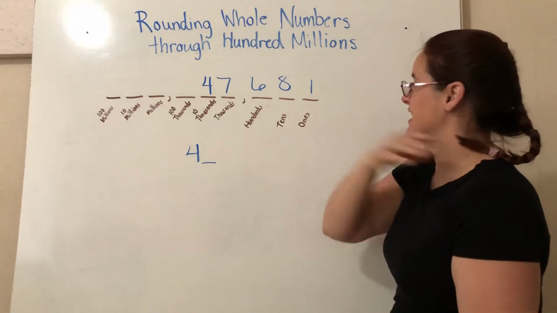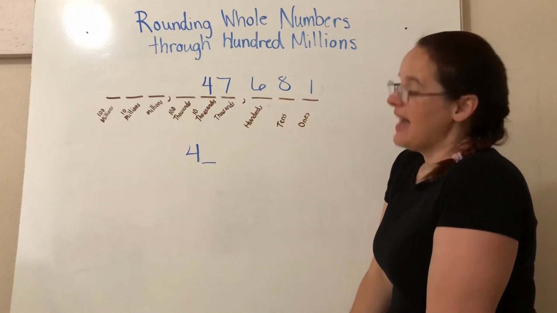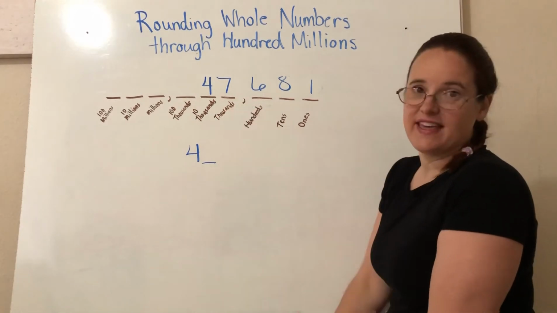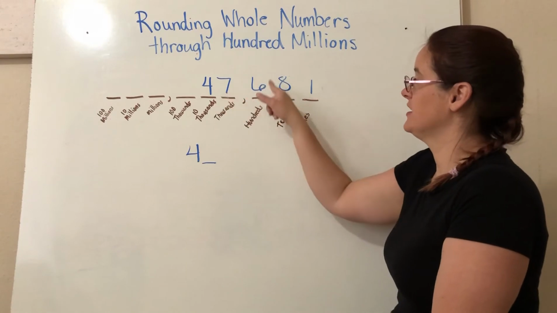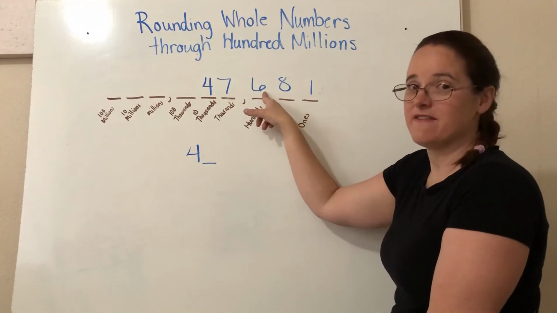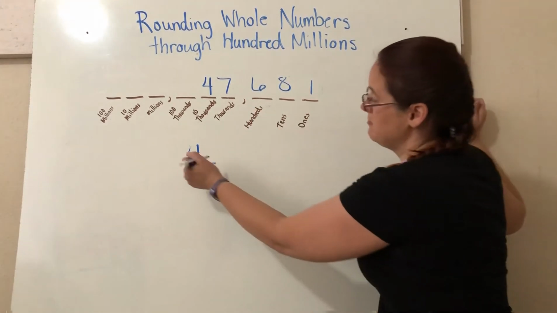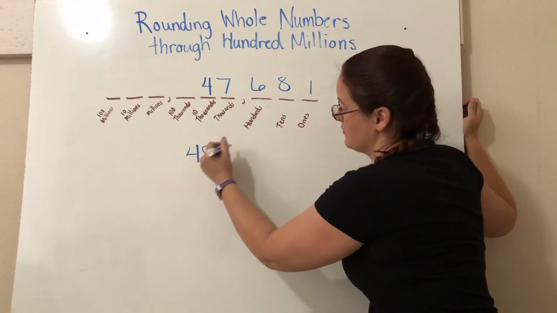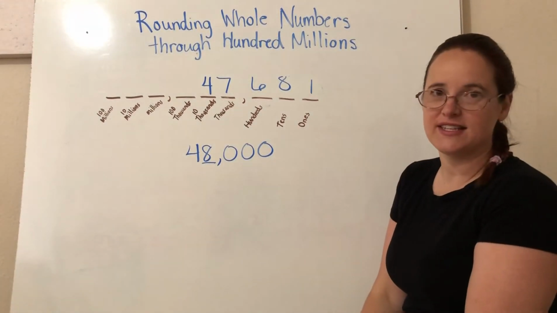So I have to decide, 47,681. That is between 47,000 and 48,000. So I look to the digit to the right here. It's a 6. 6 is more than 5, which would be halfway in between. So I'm going to round it up to 48. And then remember, everything after that becomes zeros. 48,000. Okay?